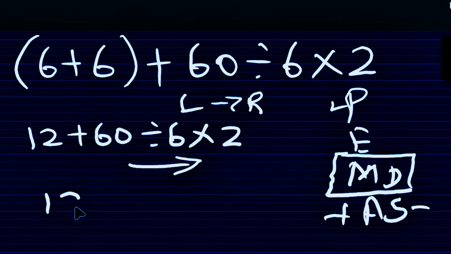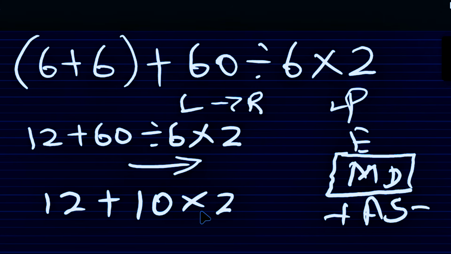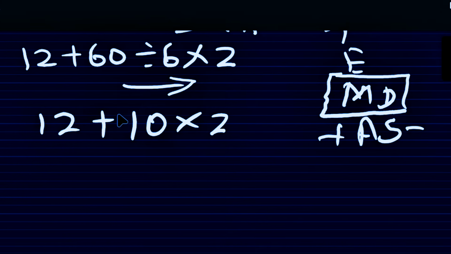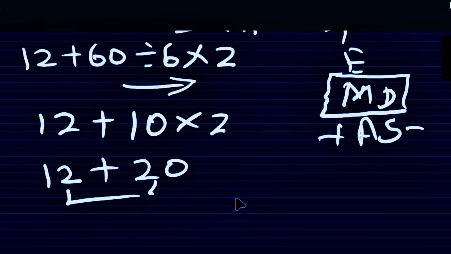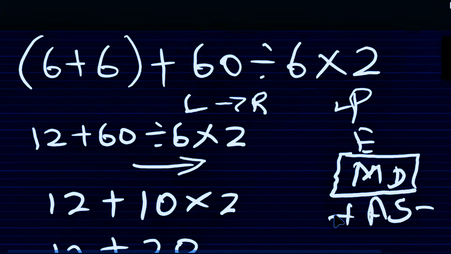So we are going to have 12 plus 60 divided by 6 will give us 10, then times 2. So from here, multiplication is of higher priority to addition. So we are going to have 12 plus 10 times 2 equals 20. So from here, 12 plus 20, 2 plus 0 equals 2. 1 plus 3 equals 3. So we have 32 as the right answer.